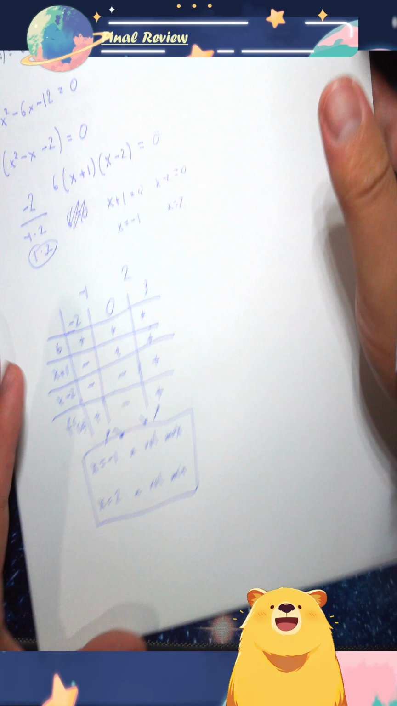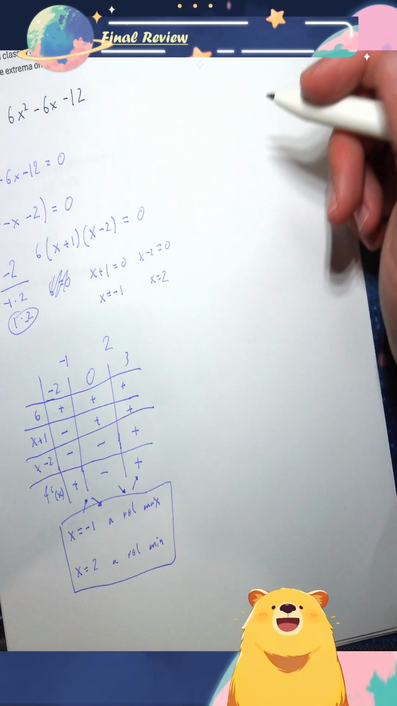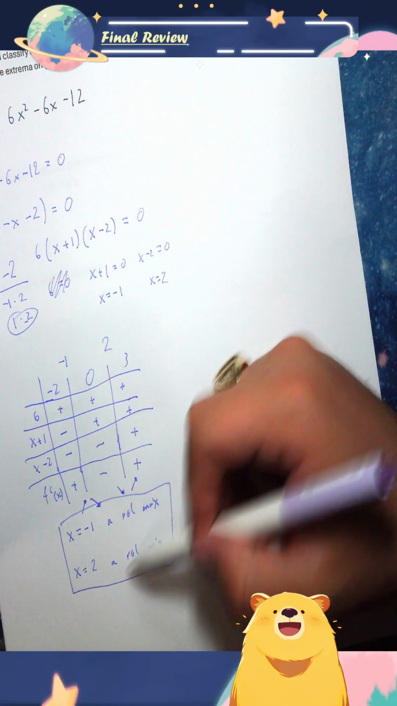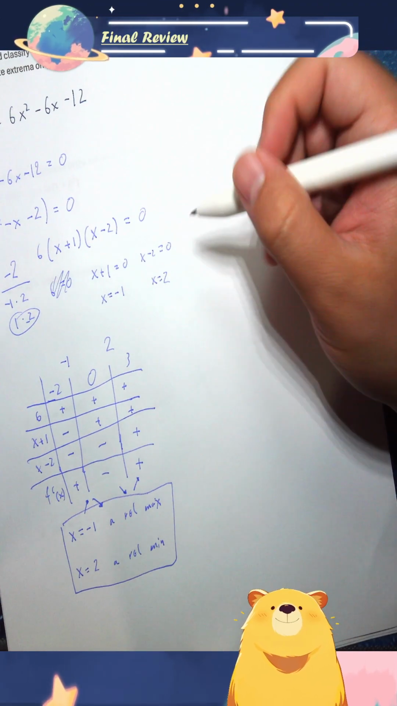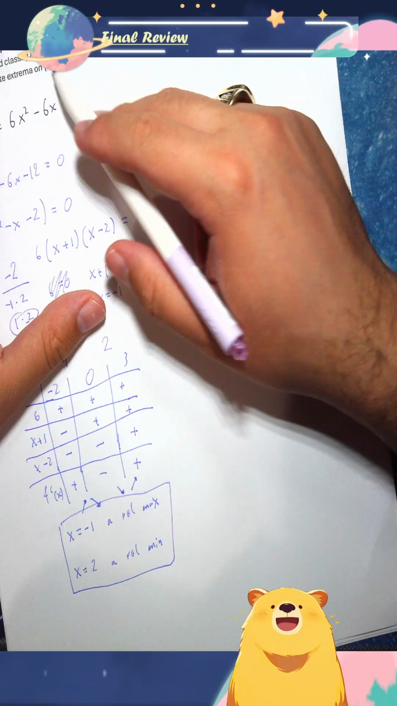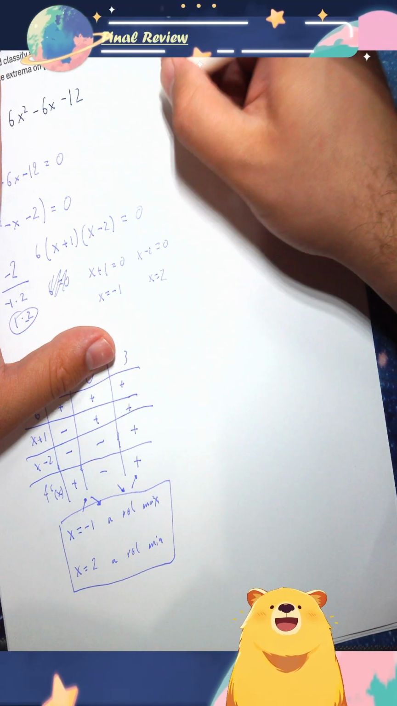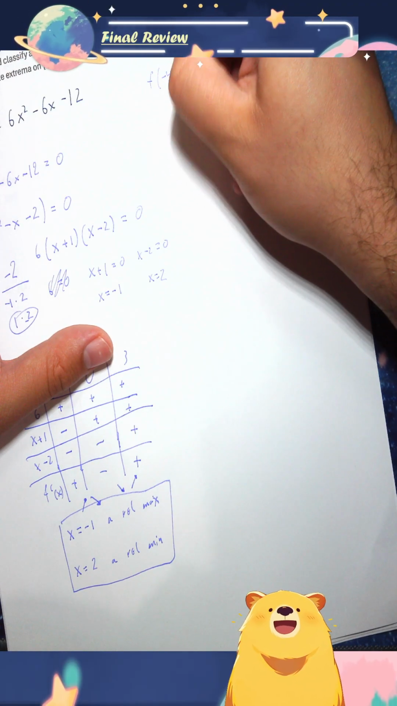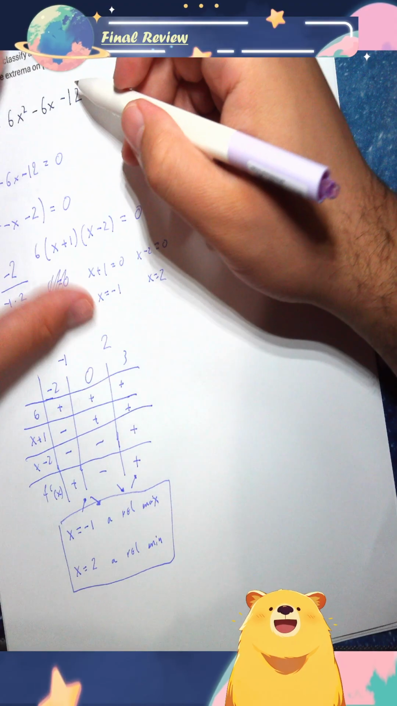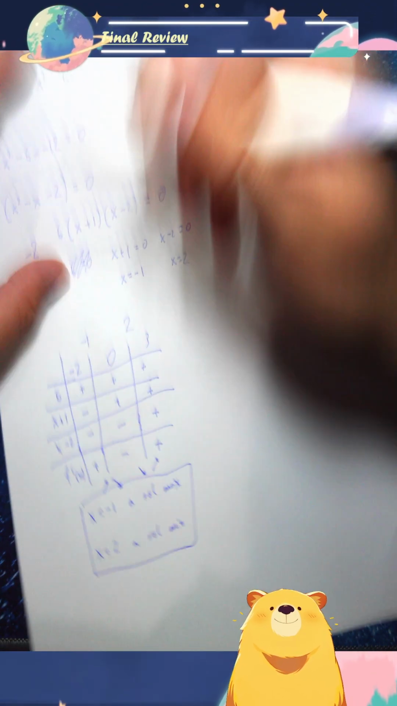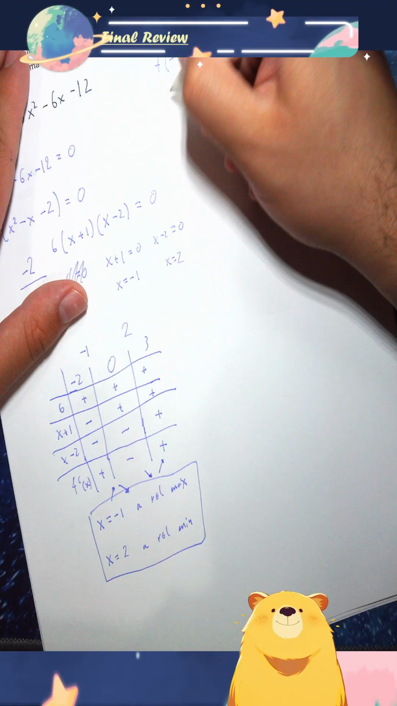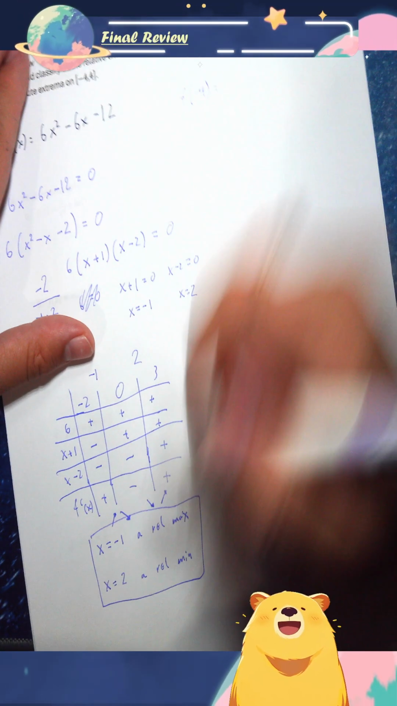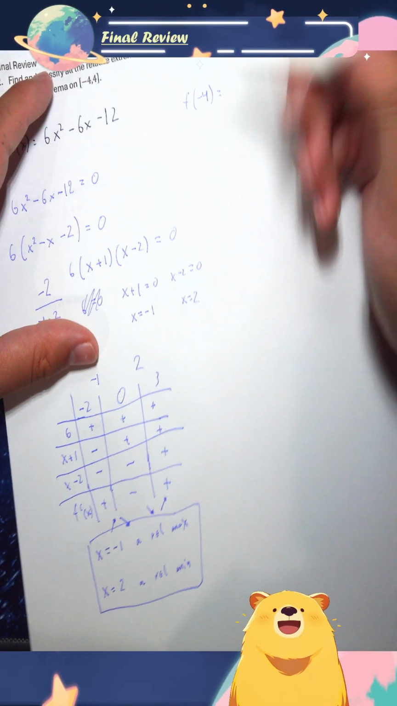But then it says find and classify the absolute extrema. So while these are relative maxes and mins, we also have to check the endpoints, negative 4 and 4, for the original function. So you have f of negative 4, and don't forget we need to check f of negative 1, f of 2, and f of 4.